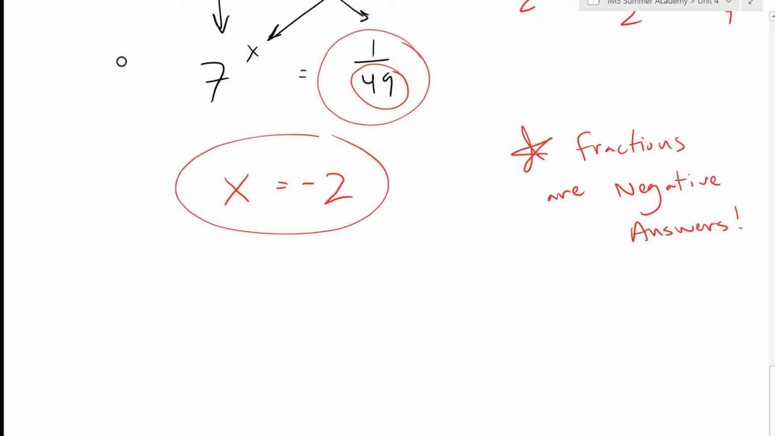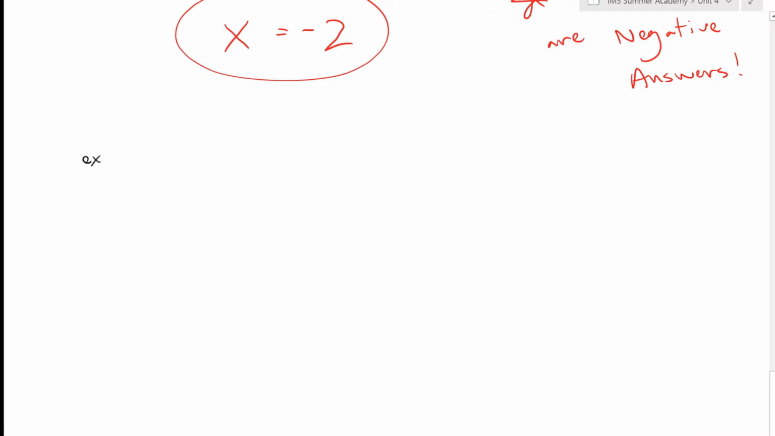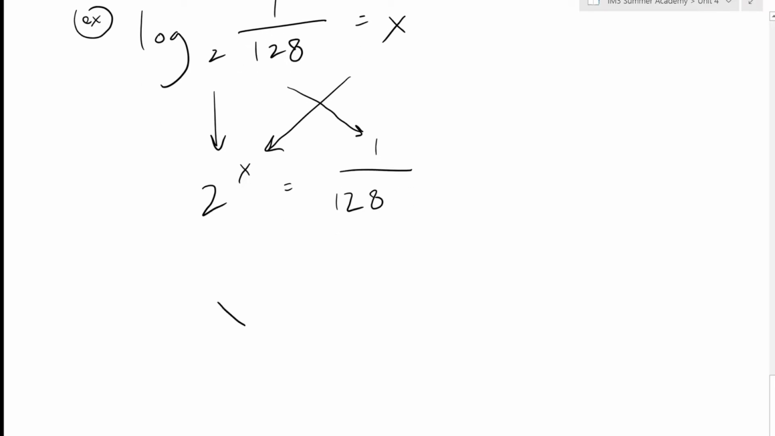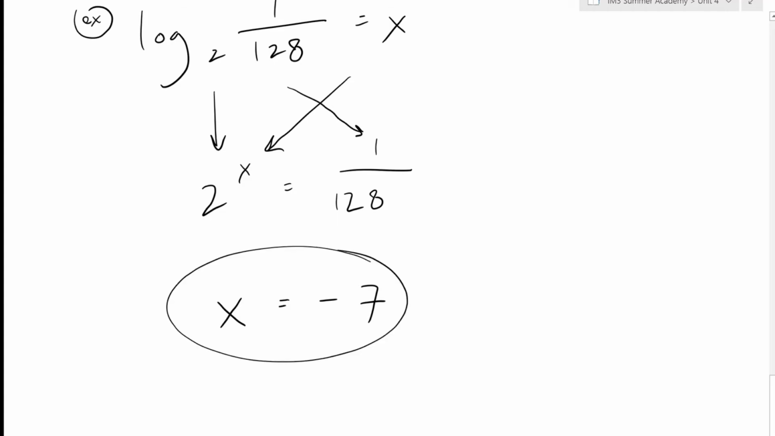So let's see another one of these. Let's say log base 2 of 1 over 128 equals x. 2 comes down, x comes over. That whole thing moves over here. So really looking, we know the answer is going to be negative because of the fraction, and then 2 to what power gives me 128? And a little exploration on our calculator would tell us that 2 to the 7th power would come out to that. So 2 to the negative 7 gives us 1 over 128.